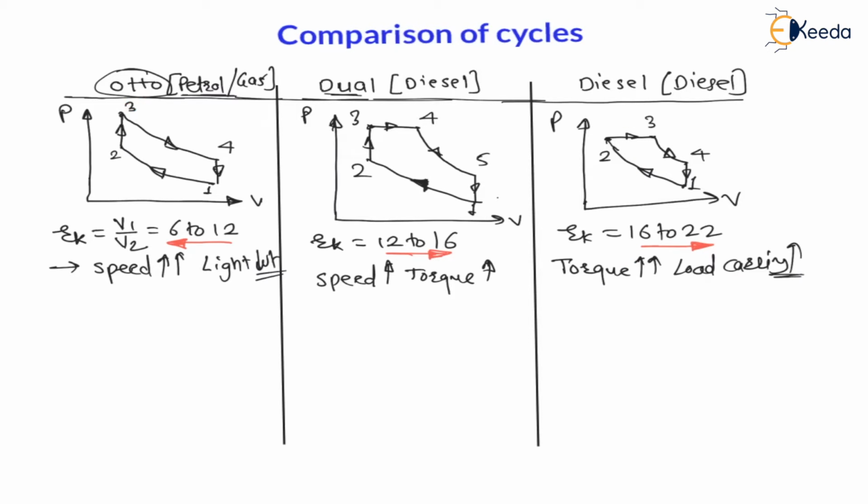The Otto cycle will have maximum speed, and dual cycle will be having speed less than Otto cycle but more than diesel cycle. And the dual cycle will carry load more than Otto cycle but less than diesel cycle. This is the comparison. Here power is nothing but torque into omega, that we know. And my dear students, here power is equal to torque into omega.